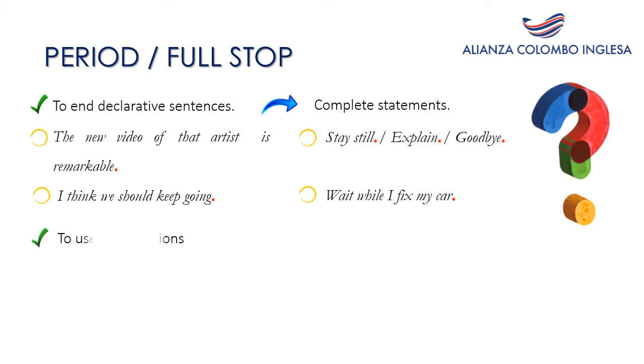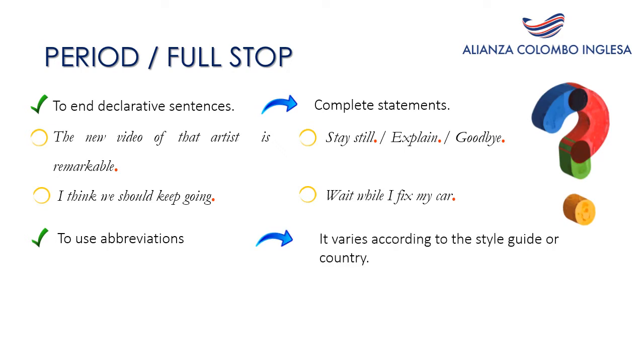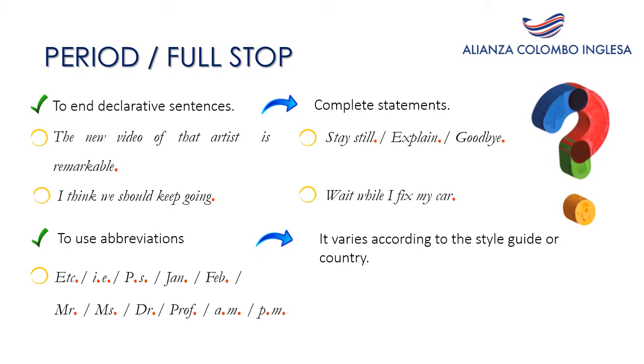The second one is whenever we want to use abbreviations. Now, something important about this is that it can change according to the style guide or the country that we're following or where we are, right? I'll give you an example about this in a moment, but let's analyze some common words that we can find in our texts: etc., i.e. when you're giving examples, P.S. (postscript) when you're writing a letter at the end of it, or even abbreviations of the names of months, January, February, titles, Mr., Miss, Dr., Prof., or a.m. and p.m.